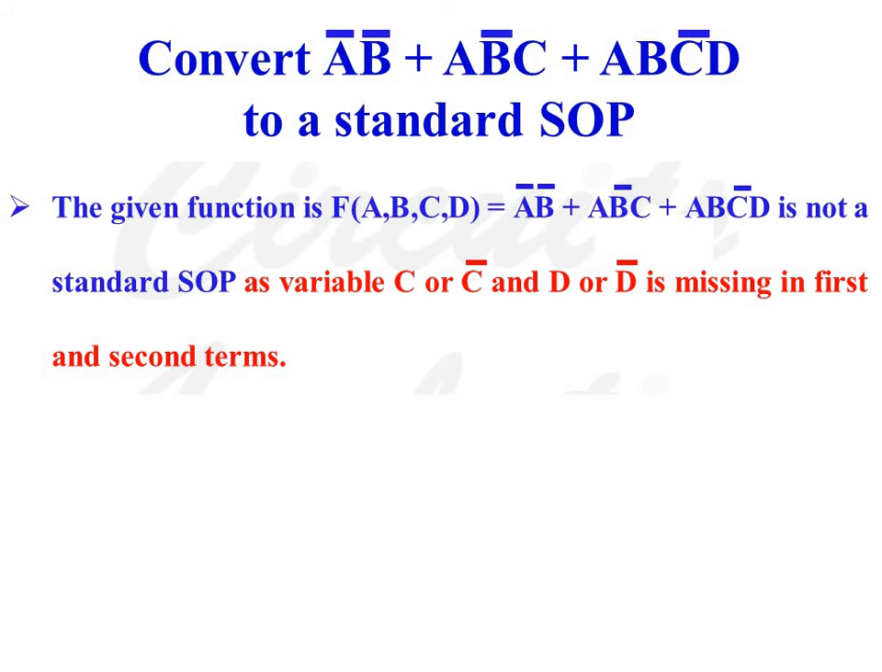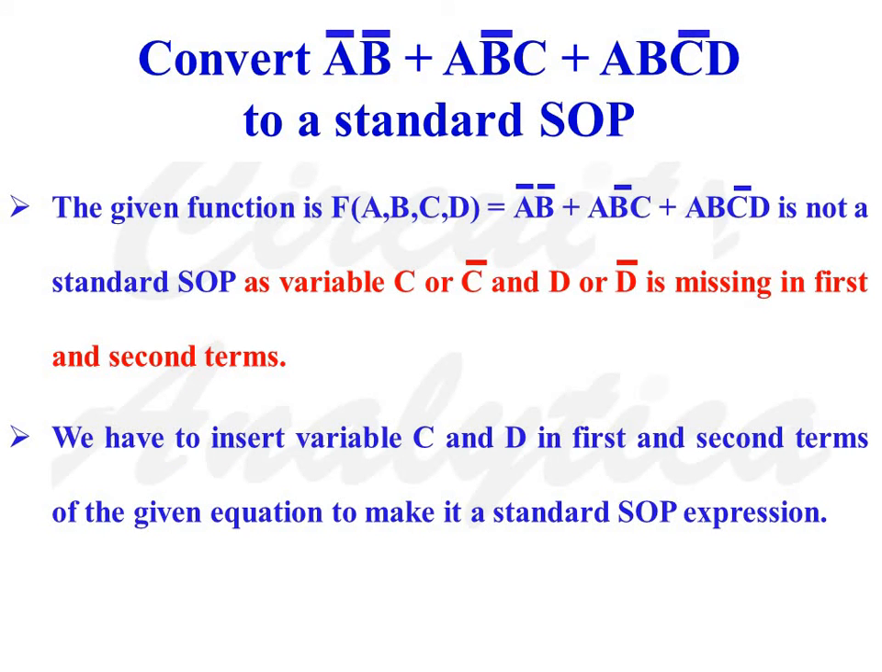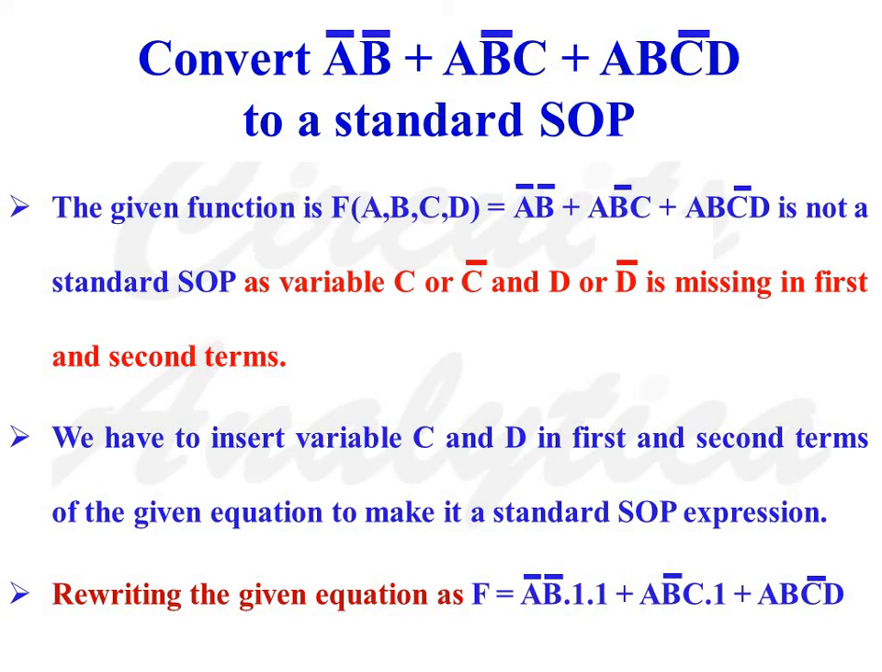So the given function f is equal to A bar B bar plus A B bar C plus A B C bar D is not a standard SOP, as variable C or C bar and D or D bar is missing. We have to insert variables C and D in the first and second terms of the given equation to make it a standard SOP expression. So rewriting the given equation as f is equal to A bar B bar into 1 plus A B bar C into 1 plus A B C bar D.